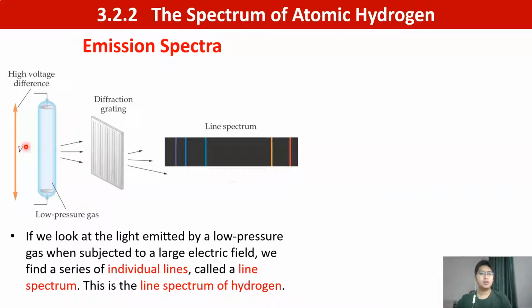Here you can see a high voltage difference applied to a low pressure gas. The light is emitted to the diffraction grating, and then the line spectrum appears on the screen, so that we can see the line spectrum of a certain element. In this case it is hydrogen.